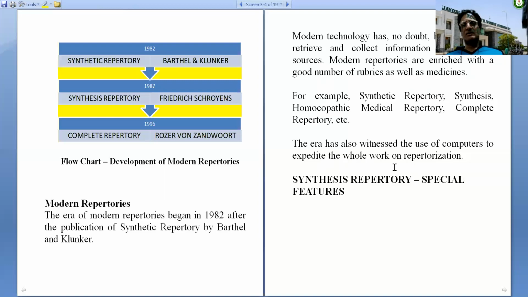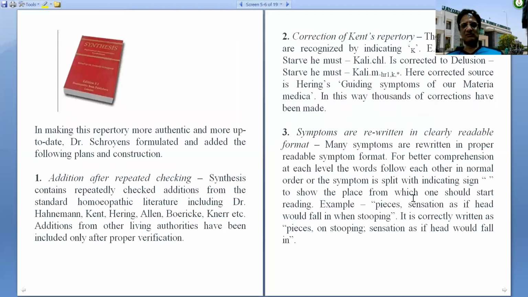So today we will discuss some more special features of synthesis repertory. Before that, I would like to remind you that another good thing these modern repertories have added to our professional life is that they have cut short our work; they are time saving. Within 5 minutes, we can repertorize 4, 5, 6, 7 rubrics and get the expected remedy, that is the simillimum. So now we start discussing the special features of synthesis repertory.